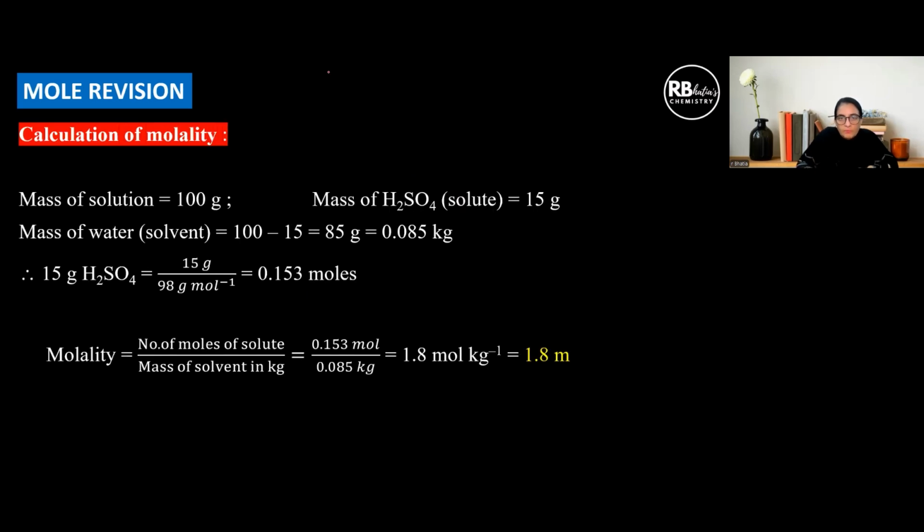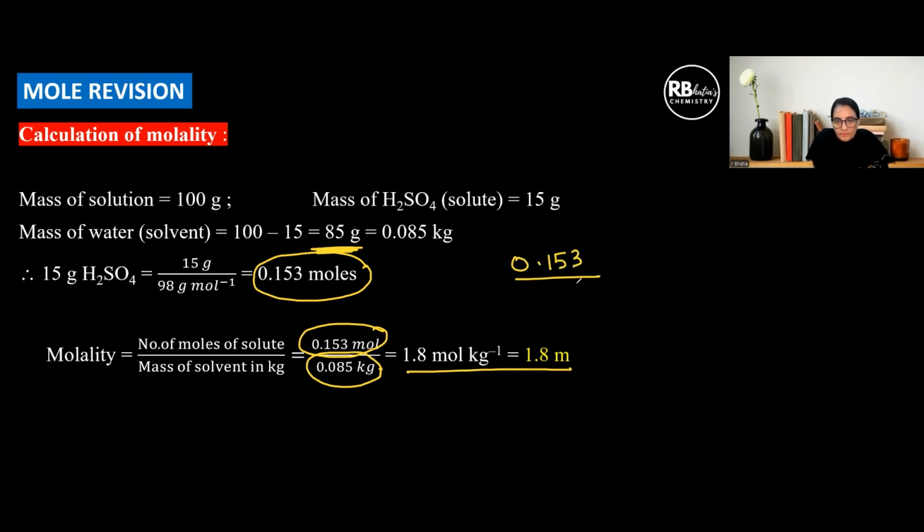Now, how to calculate molality? To calculate molality, we need to know the mass of solvent. So everything is the same. These are the number of moles as calculated earlier divided by mass of solvent in kg. So we get these many molal, or 0.153 moles divided by 85 gram, and I put here 1000. I get it as 1.8 molal. Right? Okay.